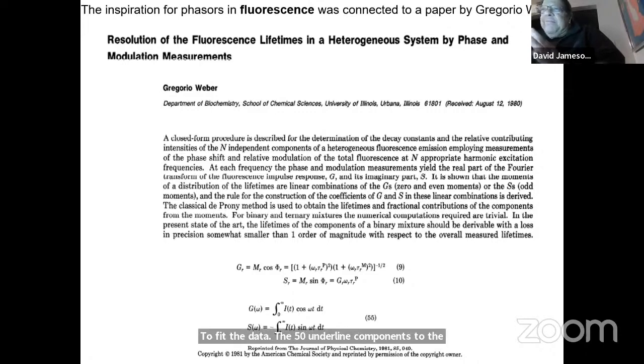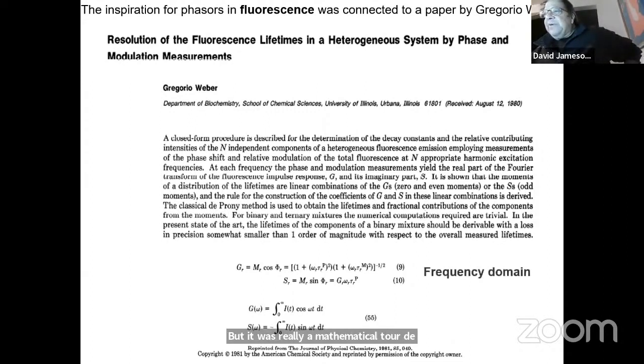And Weber did this magnificent paper I show here, where he derived mathematically a closed form procedure to relate that if you have two light modulation frequencies and you have phase and modulation, you can analytically extract the two components. And if you had three frequencies, theoretically, you can get three components. But without going into the details of the paper, it was really a mathematical tour de force.